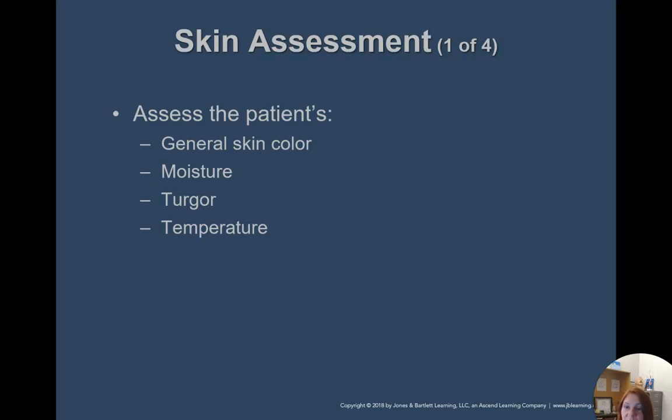Our skin is often called the window to overall health. When assessing, we're looking at the color, moisture, temperature, and turgor. Is the patient pale, flushed, jaundiced, or cyanotic? Is the skin dry or clammy? Temperature differences between body areas can point to circulation problems. Turgor, or how the skin snaps back after being pinched, tells you more about hydration.